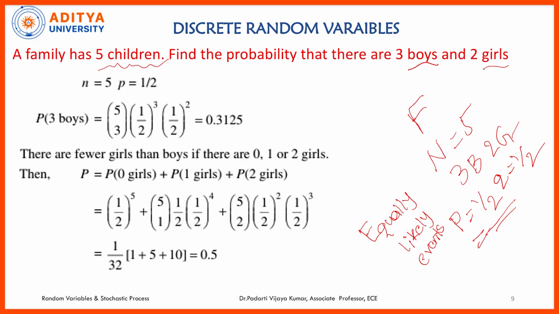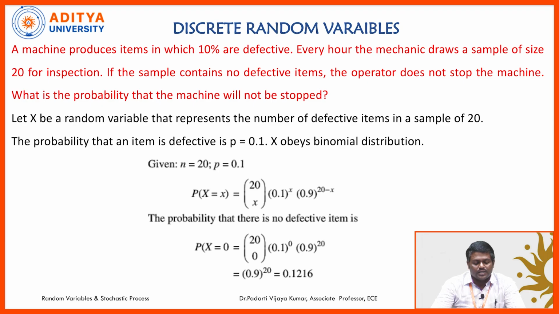Now, they are asking us to calculate the probability x is equal to exactly 3 boys. So, 5c3, 1 by 2 whole cube, 1 by 2 whole square, 0.3125. Okay. Next problem is related to the factories, machines.